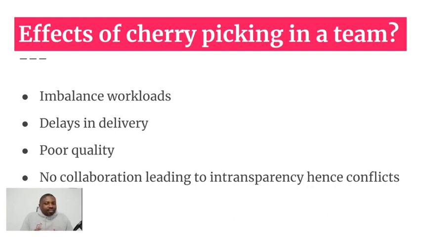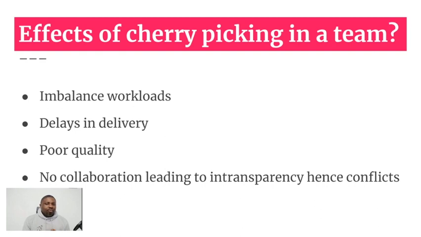So that affects quality. Also, another effect is that conflicts may result because of what? There is really no transparency. Those who are overloaded with those challenging tasks don't understand transparently why the other team members who are cherry picking and going for the easier tasks are not open enough, and as a result they may begin to feel disgruntled, and that's how conflicts will breed in a team.